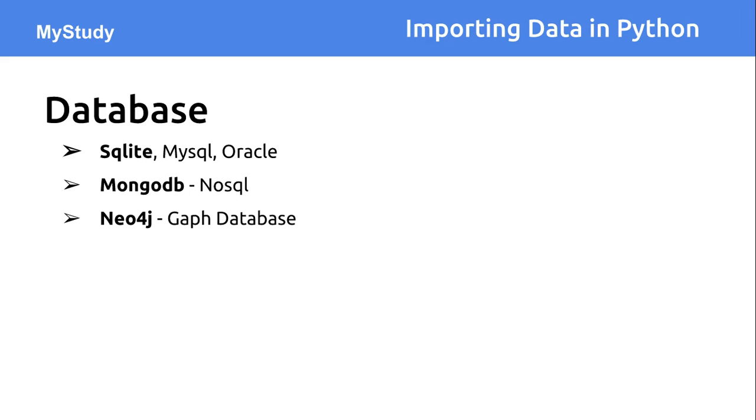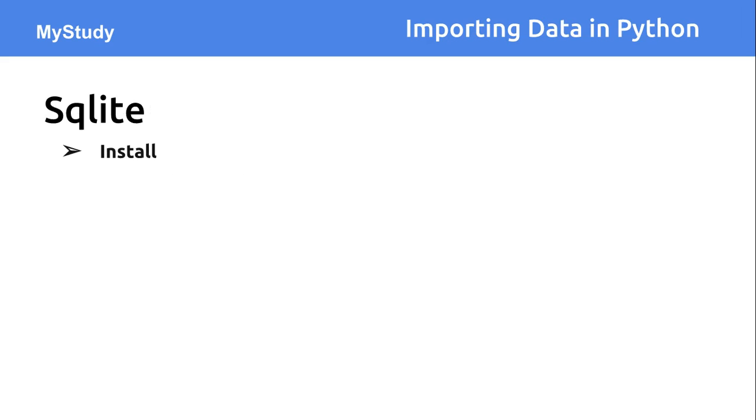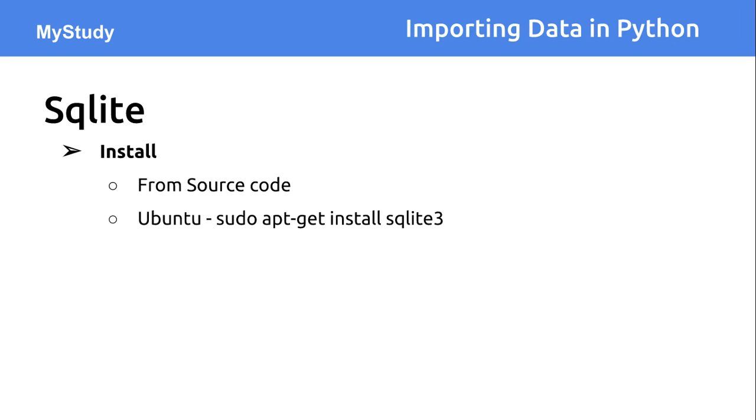So let's start with SQLite. For SQLite we need SQLite as a standalone implementation on our machine, whether it's Windows, Linux or Mac. We can install it directly from source code, or if you are on an Ubuntu system, you can use the apt-get package manager and execute this command: sudo apt-get install sqlite3. If you are on Windows or Mac, there is a pre-built binary available on the SQLite site, which I am going to show you.